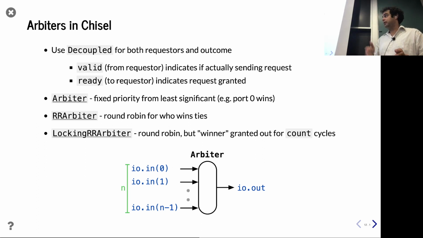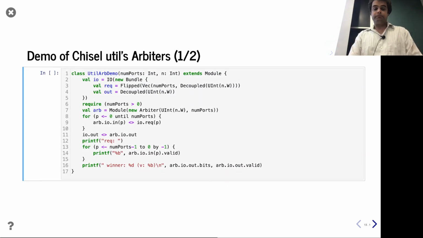That rotates who wins. And remember, this arbitration only comes up if there are multiple requests. Even with these other more sophisticated arbiters, if there's only one requester, that one requester gets the resource. And then there's something even more sophisticated called a locking round robin arbiter, which is for when somebody needs access for multiple cycles, and you don't want them to get their access revoked midway. You can lock it down. Let's go ahead and see this play out.